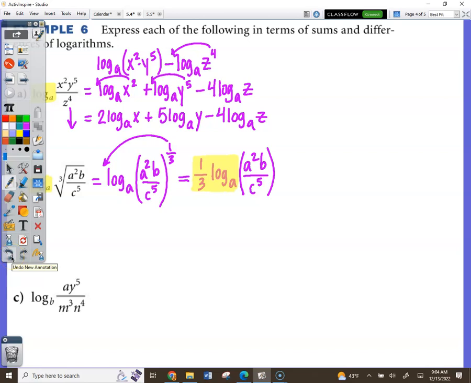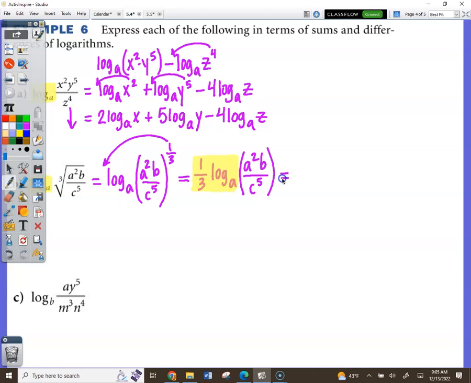This is what we have to break apart. We've got a squared times b all over c to the fifth. Just like over here, break your fraction up first. So this would break apart into what minus what? Minus 1/3 log A of C to the fifth, right? So let's break that up.